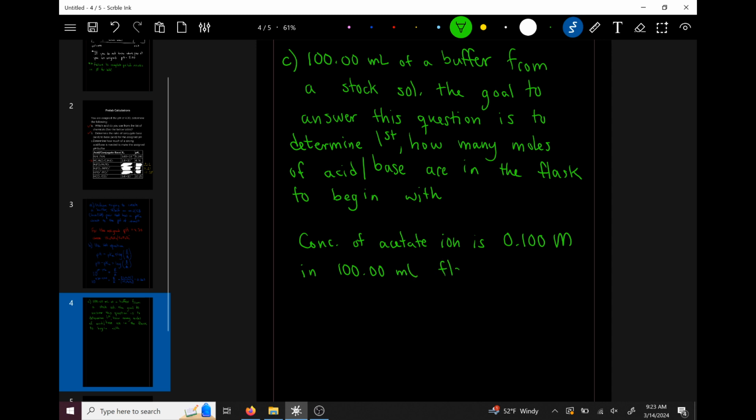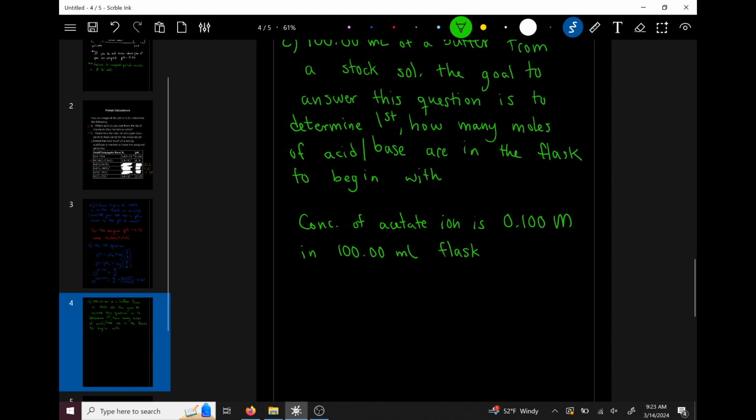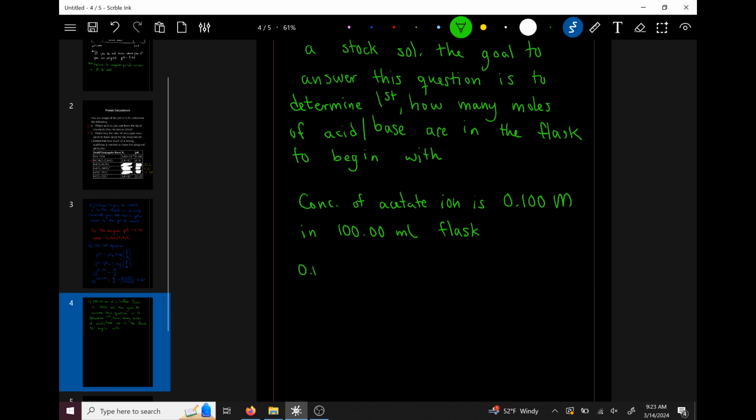I'm trying to figure out how many moles are there in here. So, 0.100 moles of acetate, which I'm going to abbreviate as AC minus because I don't want to write down the entire chemical formula.